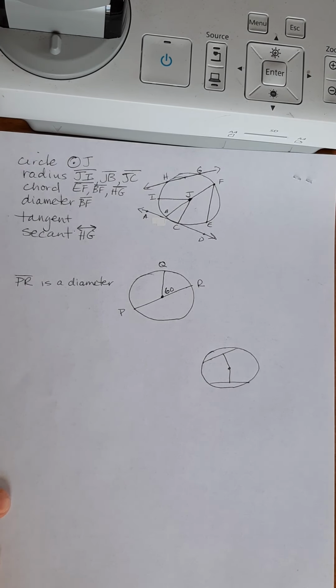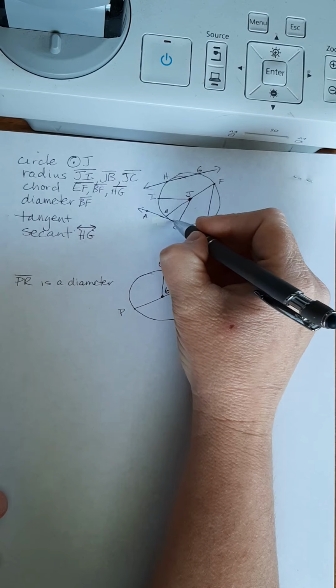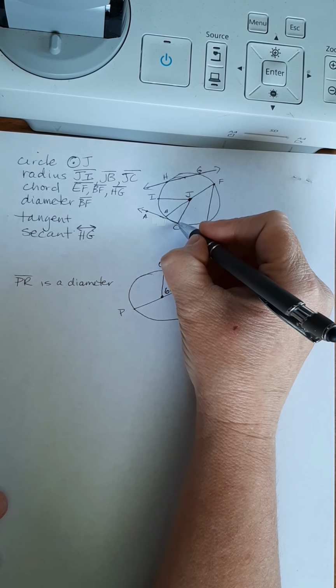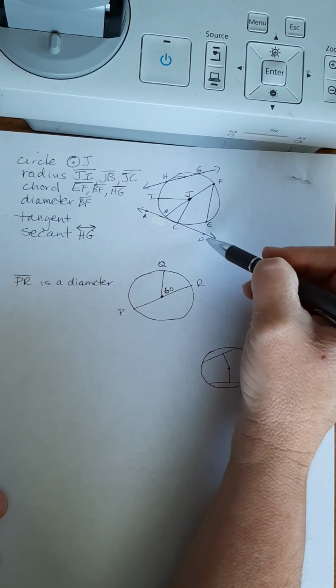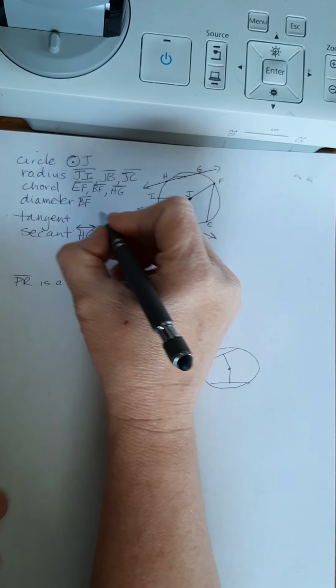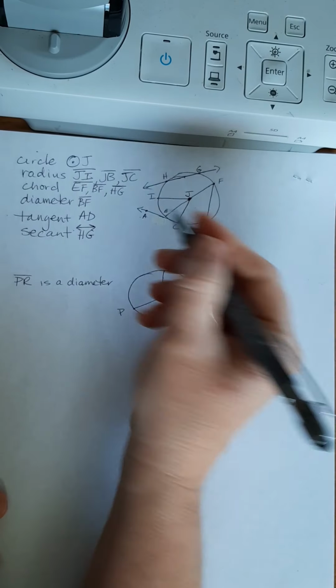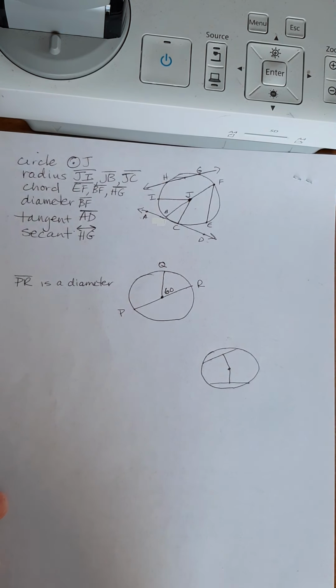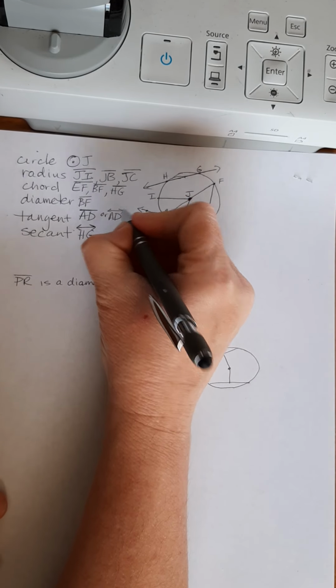Last but not least, tangent comes from the Latin word tangere, which means to touch. And notice how this line touches the circle right there. So the tangent, you need to use any two of those letters. You could do AC, CD, AD. And technically tangents can be segments or lines. So you could do both. It doesn't matter, just personal preference.